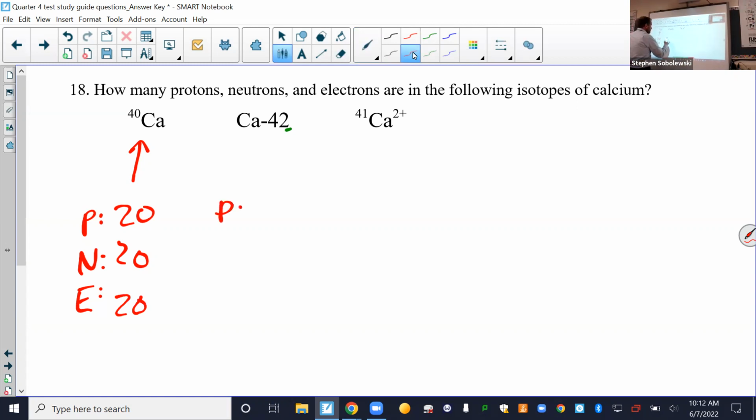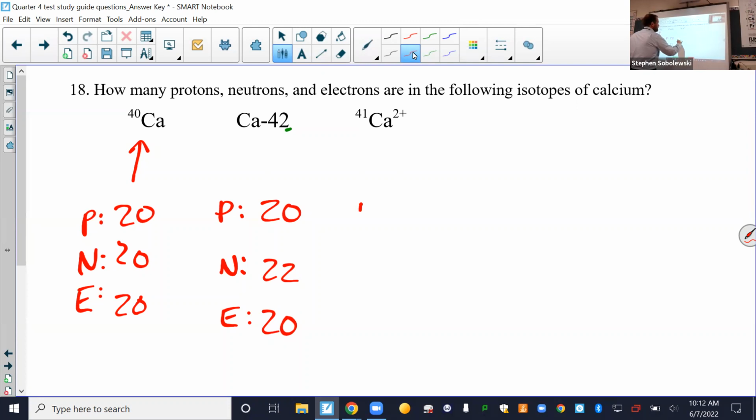This one here, protons, neutrons, electrons. So calcium 42, well, it's still calcium, so it's still 20 protons. But here we have a mass number of 42. So 42 minus 20 gives us 22 neutrons. And it still has no charge, so it still has 20 electrons.